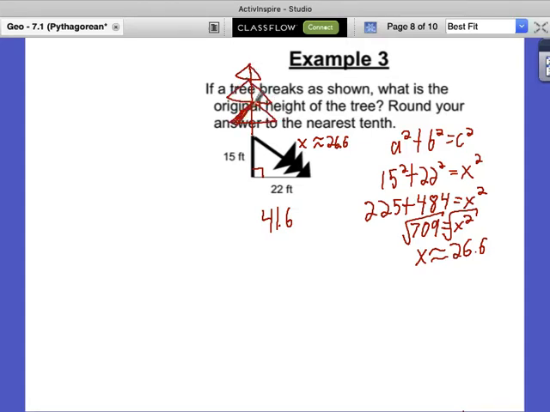Is that not how all trees look? I feel like Charlie Brown's tree was thicker than that. That kind of looks like a Bob Ross tree. It's a pretty normal tree. I know. So it's approximately 41.6 feet tall originally.